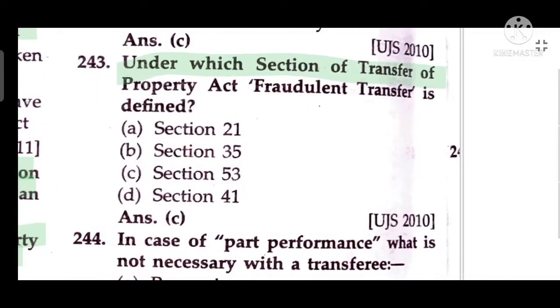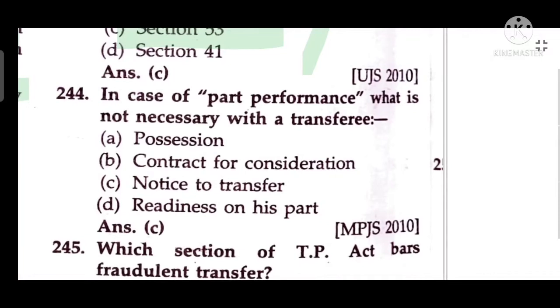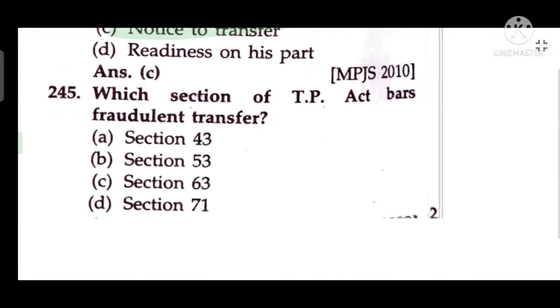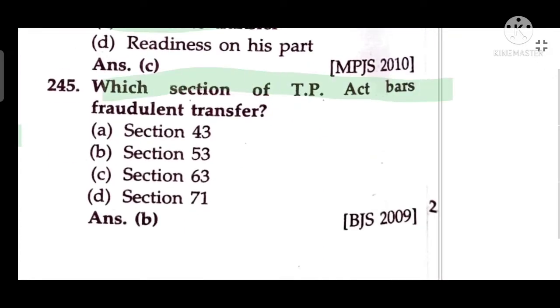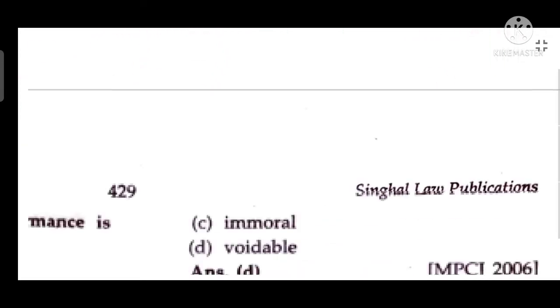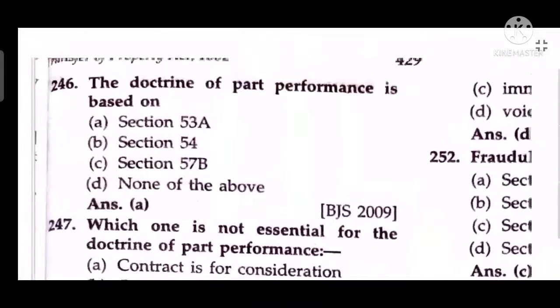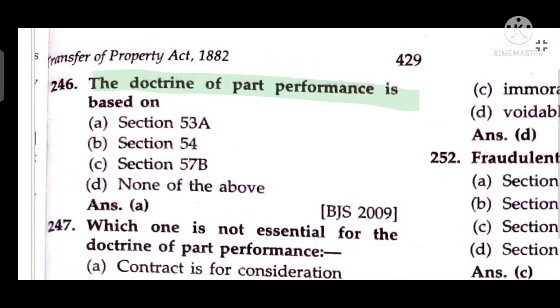Under which section of Transfer of Property Act is fraudulent transfer defined? Section 53. In the case of part performance, what is not necessary with the transferee? Notice to transfer. Which section of the TP Act bars the fraudulent transfer? Section 53. The doctrine of part performance is based on Section 53A.